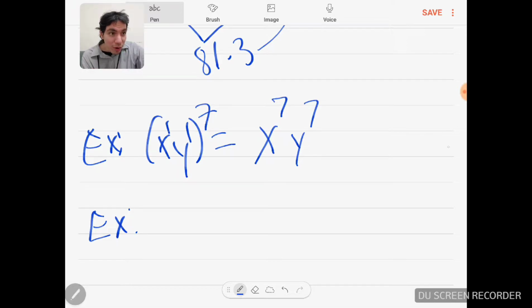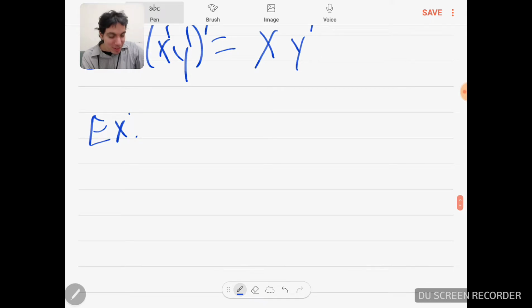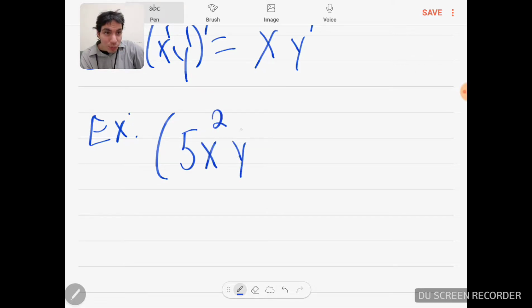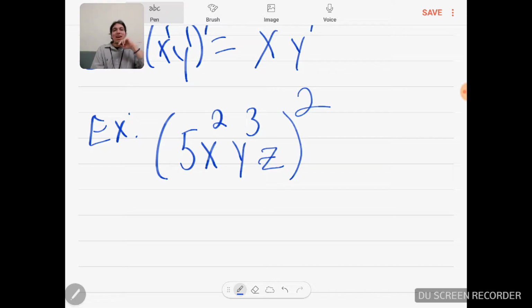Let's do a little bit of a hard one. I want a challenging one for you guys to really, really sink your teeth into, really understand what's going on. 5x to the 2nd, y to the 3rd, and z, raised to the 2nd power. Now, when you first look at this problem, you're like, oh my God, this is a mess. What am I gonna do about this? So how do we do this? So we do what we do best. Let's put a 1 where you see no 1s there.